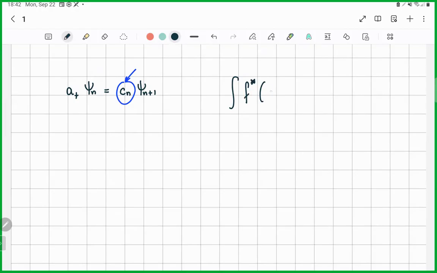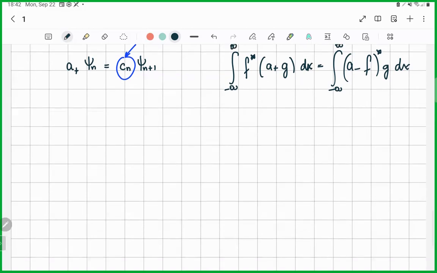Okay, we also found that when I have A plus acting on g, we can rewrite this as A minus acting on f, like this. All right, let's see how this is going to help us. What we know, we start from this assumption that this psi n is normalized. Okay, so this we know.